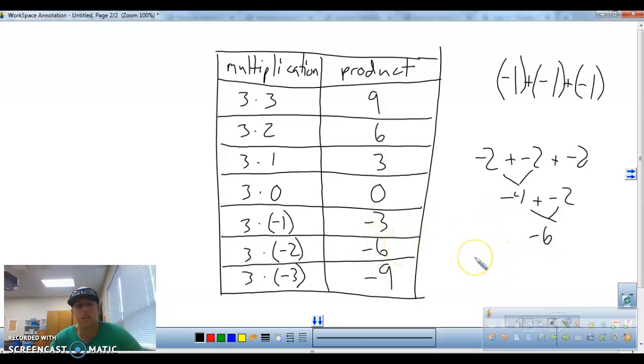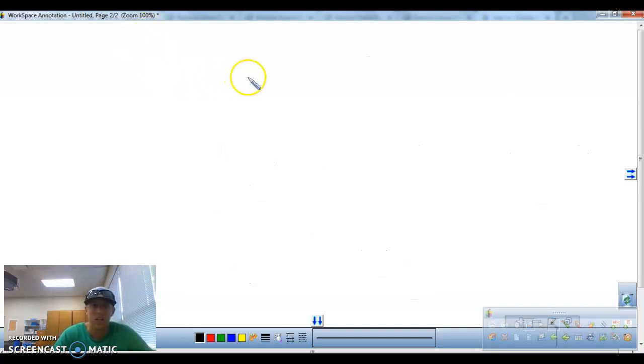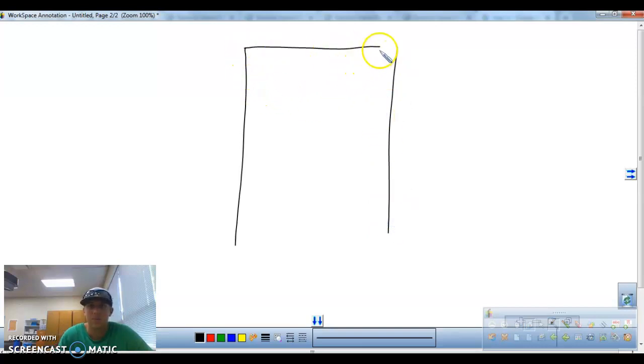Okay, and then the next one we've got 3 sets of negative 3, so you're going to have negative 9 total. Okay, again, look back on this again if you don't understand. Okay. The next one we're going to look at, so that was multiplying a positive times a negative.